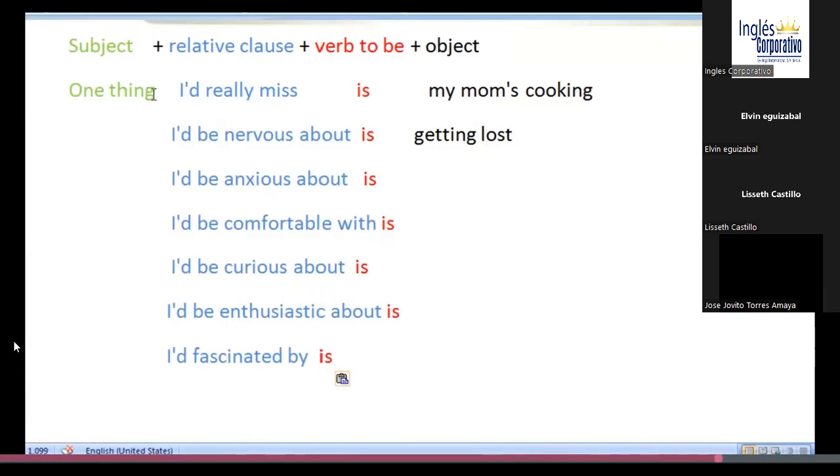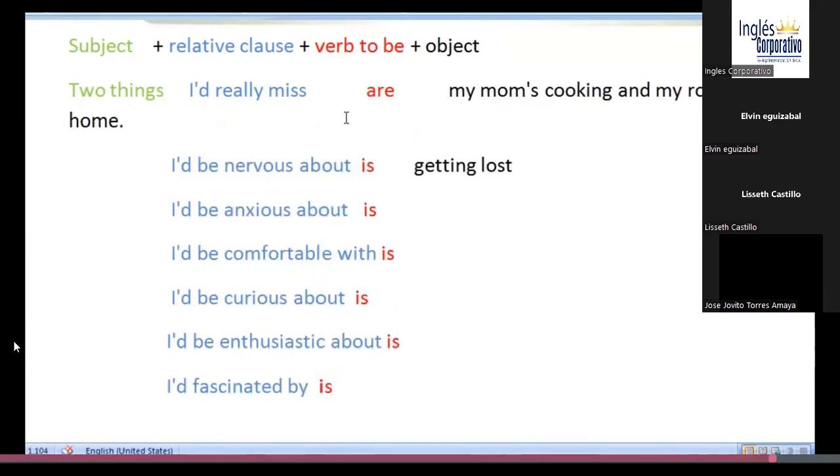Just one last thing that I would like to mention, that if I change the subject to plural, okay, I will need to change the verb to be, and I will also need to change the object, because both things need to be plural. They need to match with whatever the subject is. So for example, two things I really miss are my mom's cooking and my room at home. Okay, that's just to give you an example. And if the subject changes to something plural, then you will need to do the same for the rest.